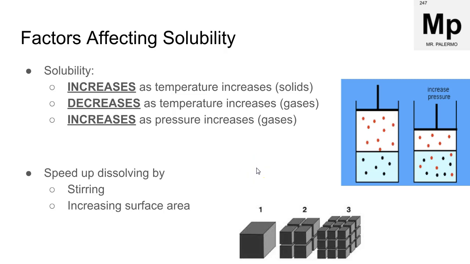We could also speed up the dissolving. So we're not going to be able to dissolve more, but we could speed it up. And we can do that by stirring, so we can have more particles interacting with each other. Or we can increase the surface area. So if we have something that has low surface area compared to high surface area, that means we have more sides to interact with, and therefore it would dissolve faster.